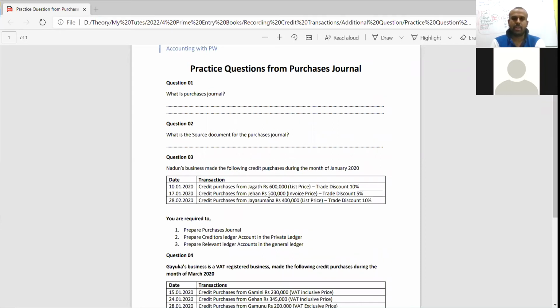Cash purchases are recorded in the payment journal. If you make a cash purchase, it will be recorded in the payment journal. That's a cash payment. Right. What is the source document when you purchase the goods on credit?